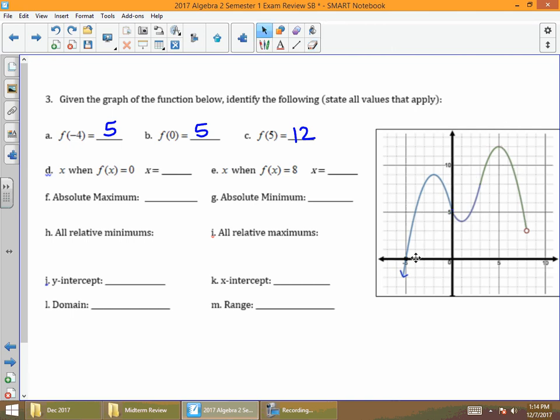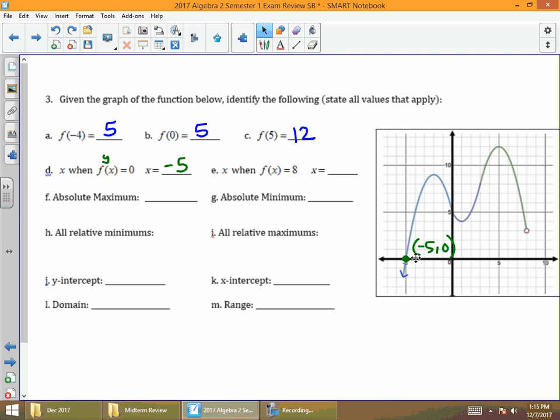For part D, it asks us to find x when f of x equals 0. So remember, f of x is just a notation for y. So if you look at your graph, the only time where your y coordinate would be 0 would be on your x-axis. That would have the point -5, 0. So the x-coordinate when y is 0 would be -5.